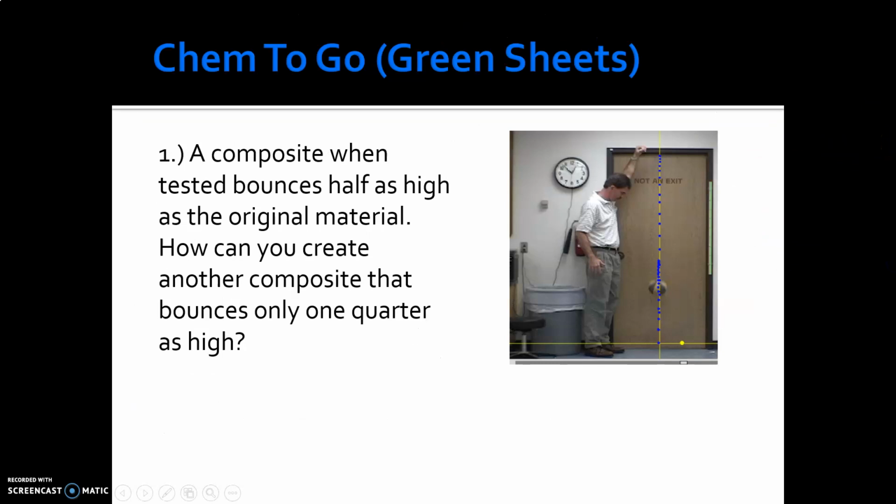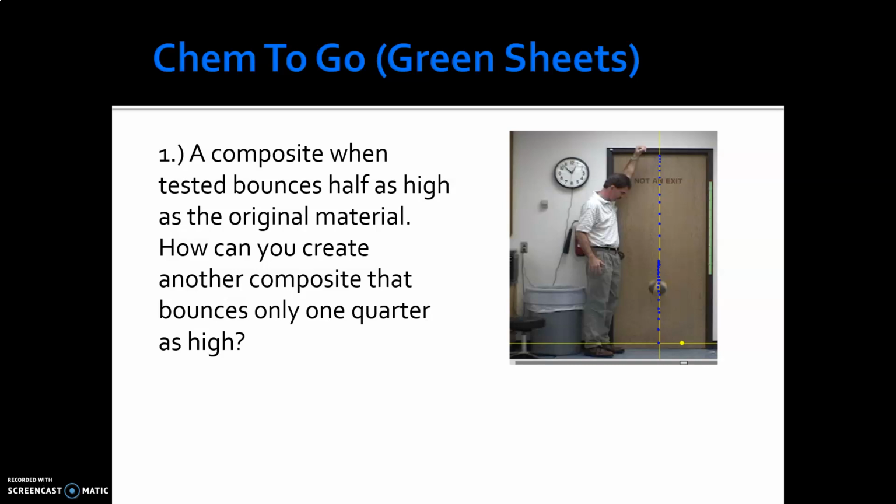All right, so now I'm going to go over questions 1 and 3 on the Chem to Go green sheets. So it would be wise for you to get your green sheets out as we go over this. So number 1 says a composite material tested bounces half as high as the original material. How can we create another composite that bounces only 1/4 as high?